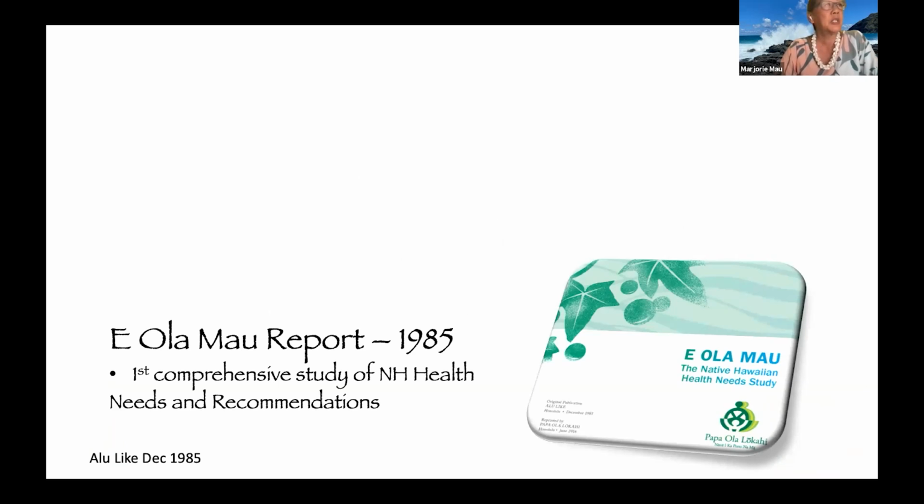So I want to start off with talking about cardiometabolic health in Native Hawaiians and Pacific Islanders by first talking about how it started a little bit. It really took hold in 1985 with the Aolamau report, which is the first comprehensive study of Native Hawaiian health needs and recommendations. And this is data that was drawn from public health records and various other surveys that were being done at the time.